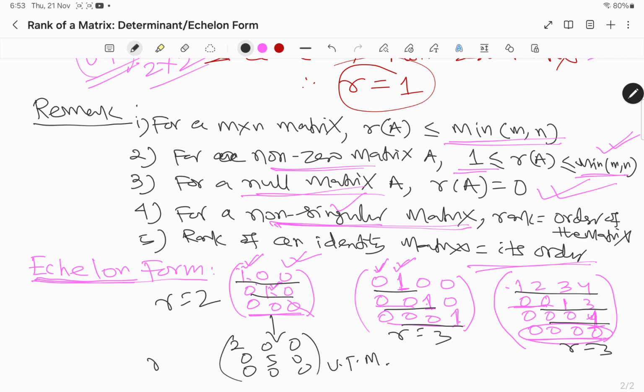So this rank is equal to 2 here. This is also an upper triangular matrix, so the rank is equal to 3 here. If I write 0 2 0 0, 0 0 7 0, 0 0 0 4, then still this rank is 3. Okay, so no need to bring the unity here.